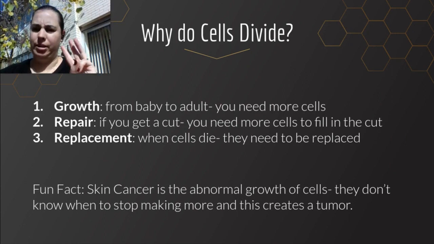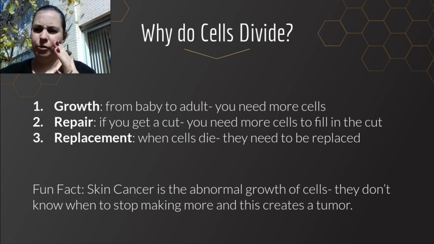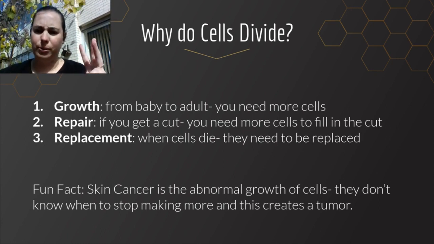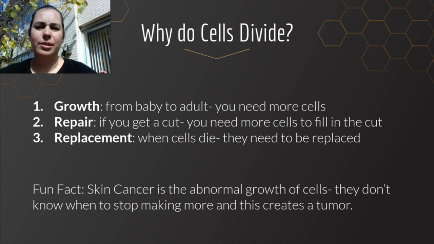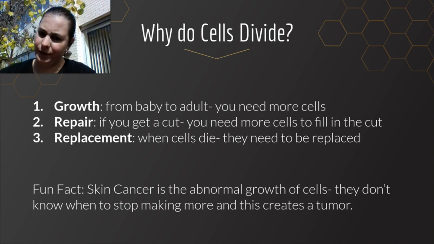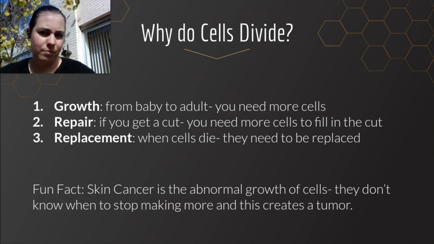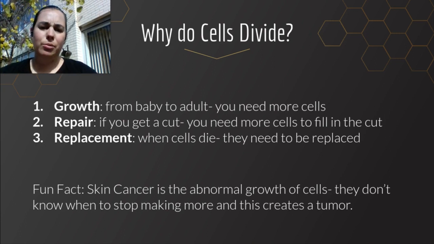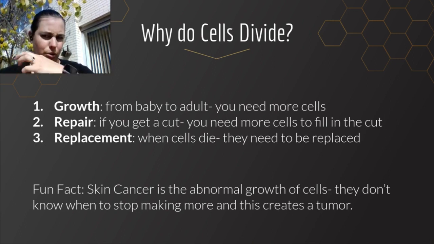Cells divide for three reasons. First of all, growth. From a baby to adult, we need more cells to grow. Second, repair. If you get a cut, you need more cells to fill in the cut. And then three, replacement. When cells die, they need to be replaced by new cells. How do we get new cells? Division. Fun fact, skin cancer, since our unit mystery is about cancer, is the abnormal growth of cells. They don't know when to stop making more skin, so it creates that tumor that pops up.